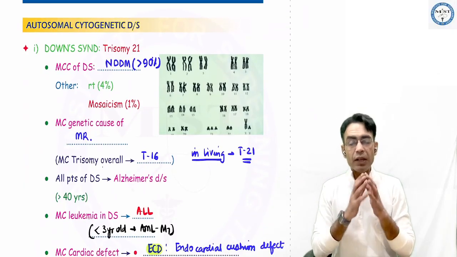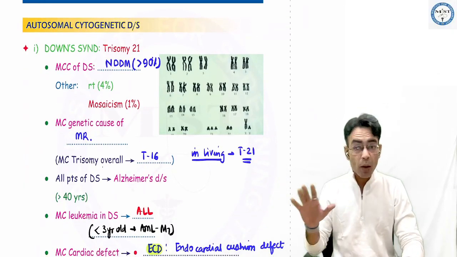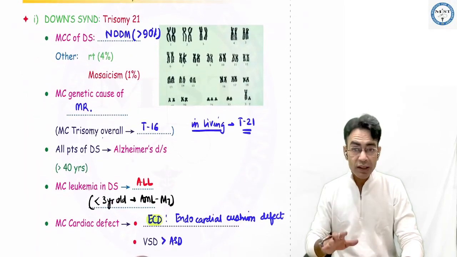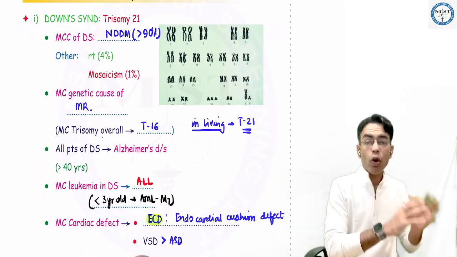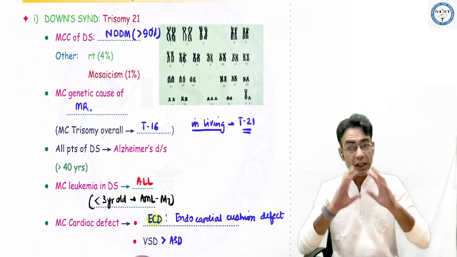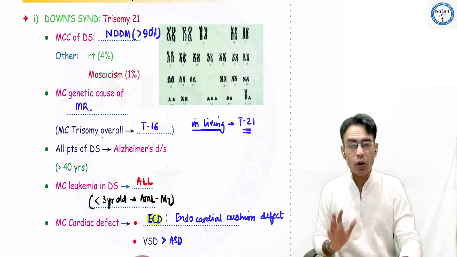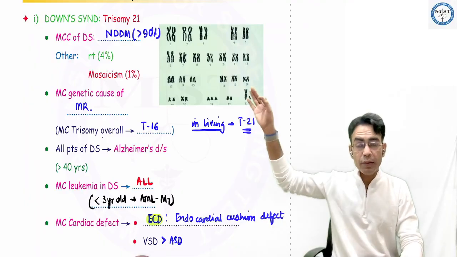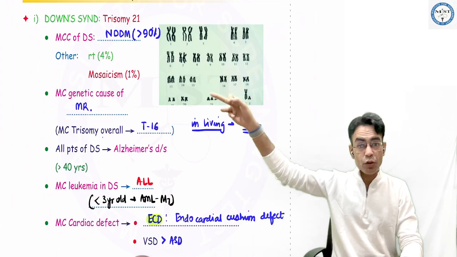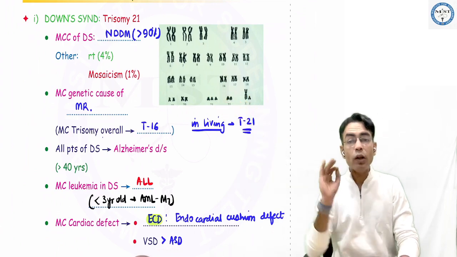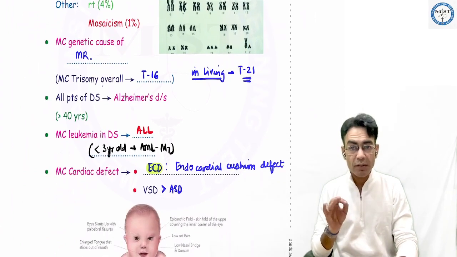Again, we'll repeat. Down syndrome, trisomy 21, is the most common trisomy overall in living individuals, and the most common cause is nondisjunction. Overall, the most common trisomy is 16, but in living individuals it is Down syndrome. You'll have a trisomy at the 21st chromosome. All the patients with Down syndrome develop Alzheimer's after 40 years.